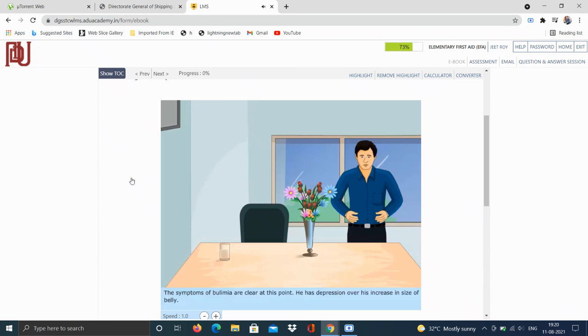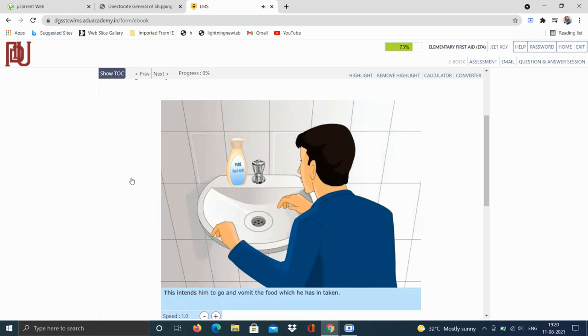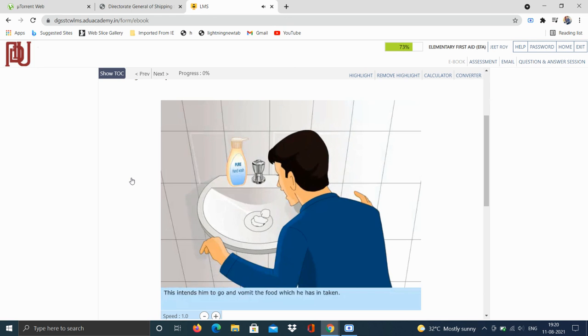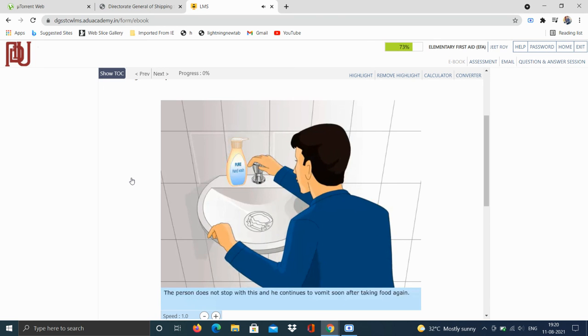He has depression over the increase in the size of his belly. This makes him go and vomit the food which he has taken. The person does not stop with this, and he continues to vomit soon after taking food again.